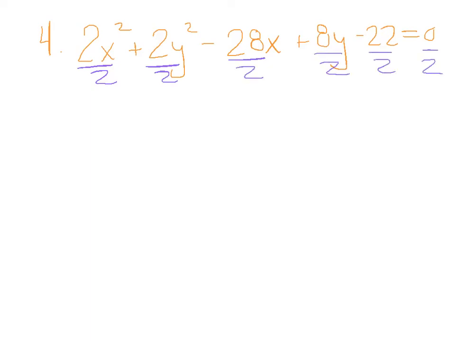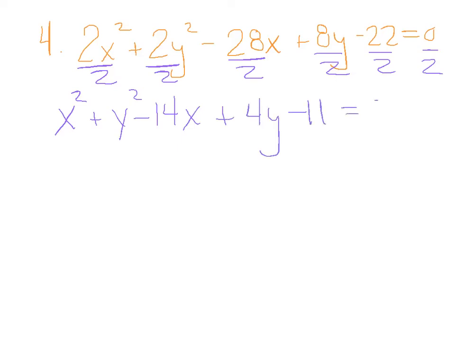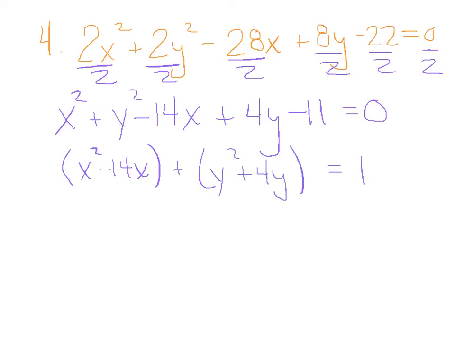Okay, and make sure we do it to everybody. So I'm going to rewrite this as x squared plus y squared minus 14x plus 4y minus 11 equals 0. Alright, 2 more things. Okay, so just like we've done before, we're going to group those x's together. X squared minus 14x plus, group your y's together, y squared plus 4y, and bring that 11 to the other side. Now, again, same thing.